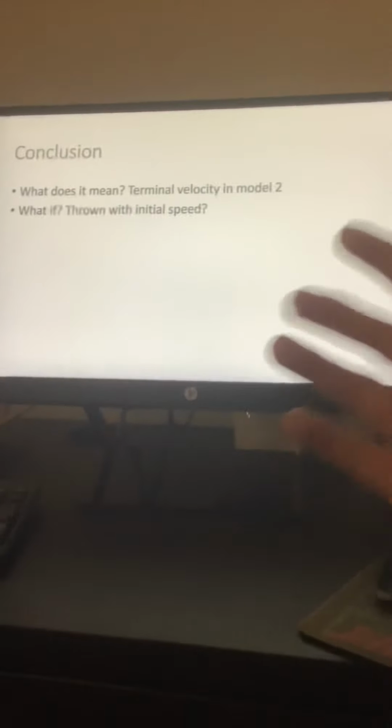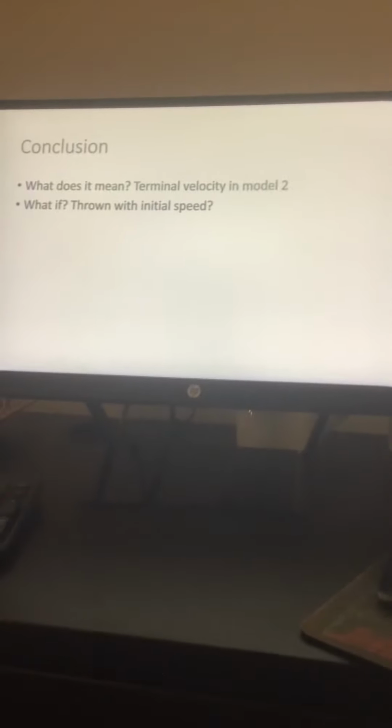And then, for what does it mean: which model demonstrates terminal velocity? That would be Model 2, because for the first model, F of G is going to be the only force acting, and thus the velocity is going to be constantly increasing, or I guess decreasing, but it's going to get larger or more negative, has a greater magnitude, aka the speed.